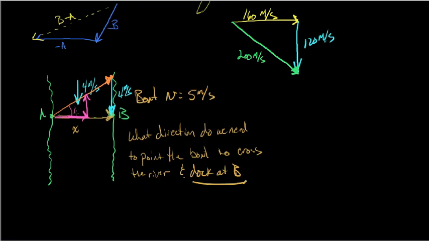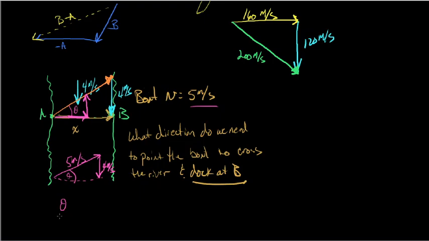So we're really looking for this angle theta right here. Well, if we know that we travel at 5 meters per second, and the river is traveling at 4 meters per second, then we can find this angle right here to get us across.